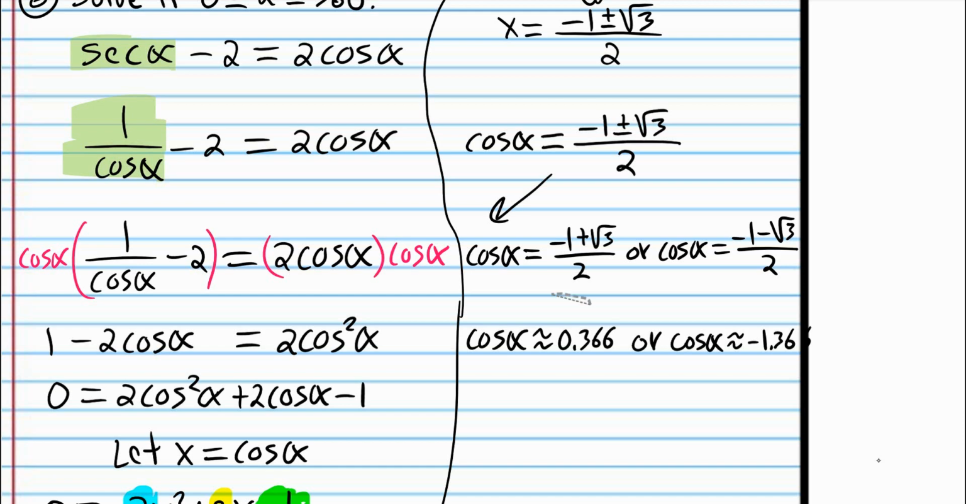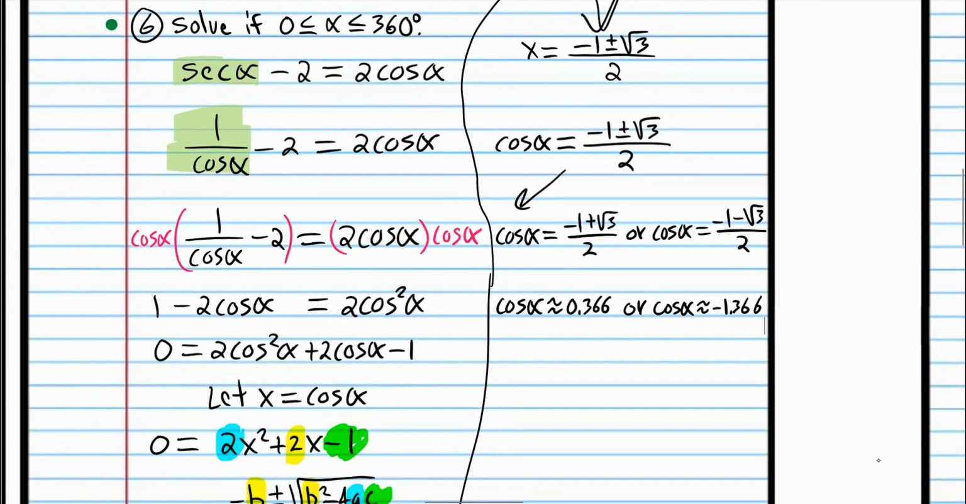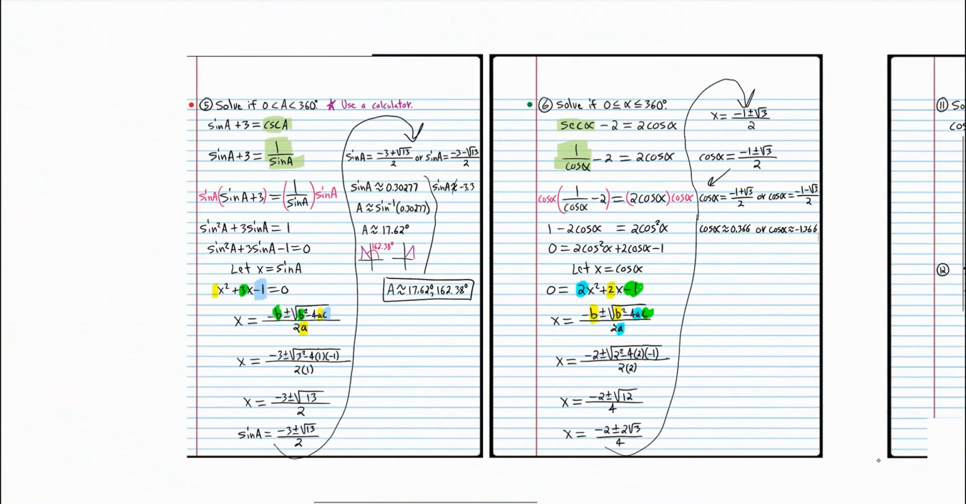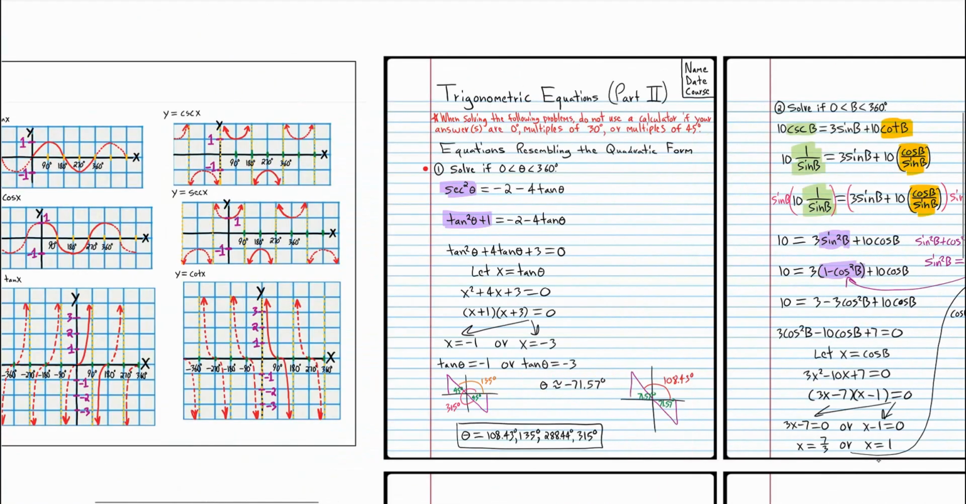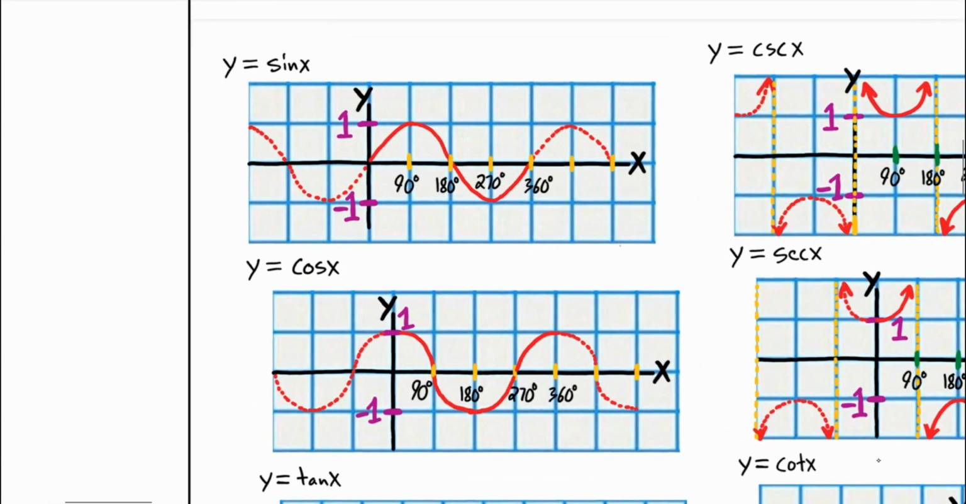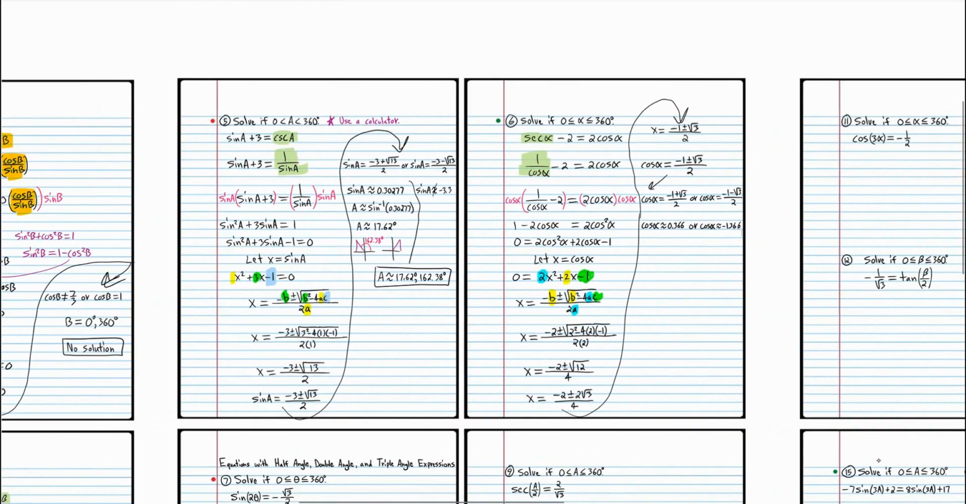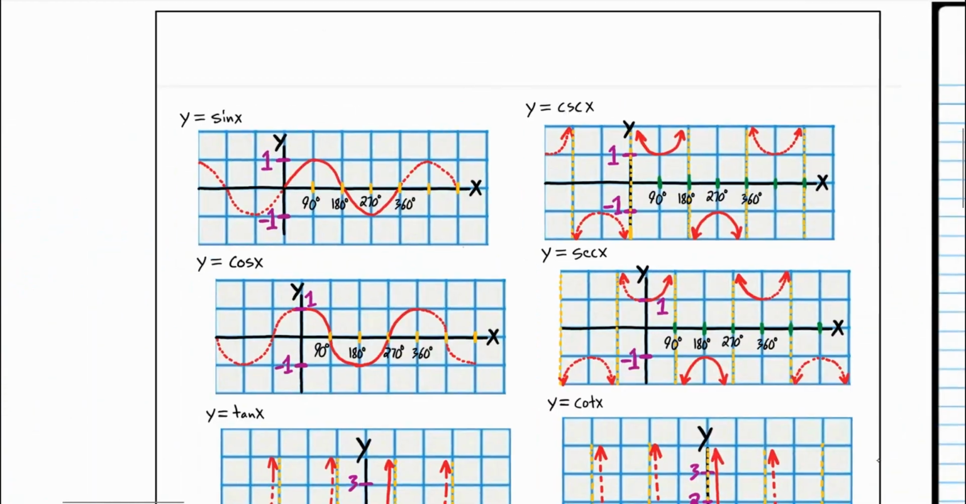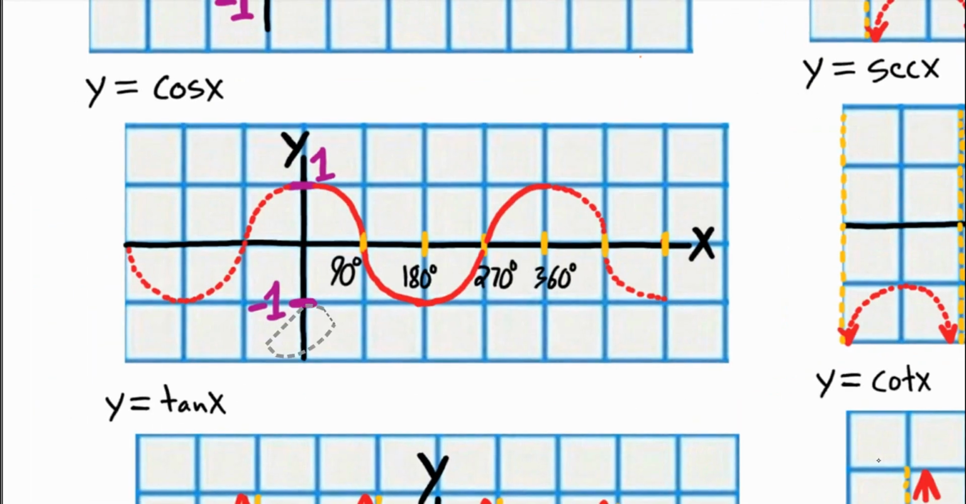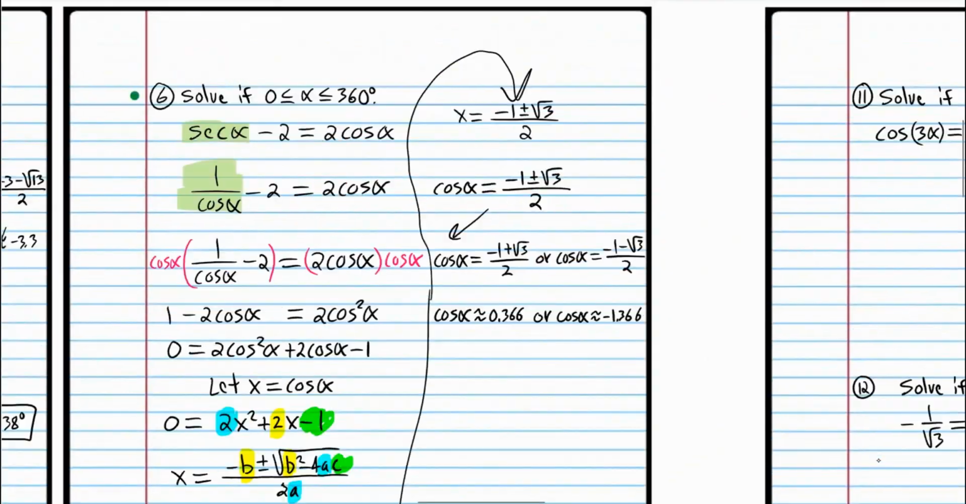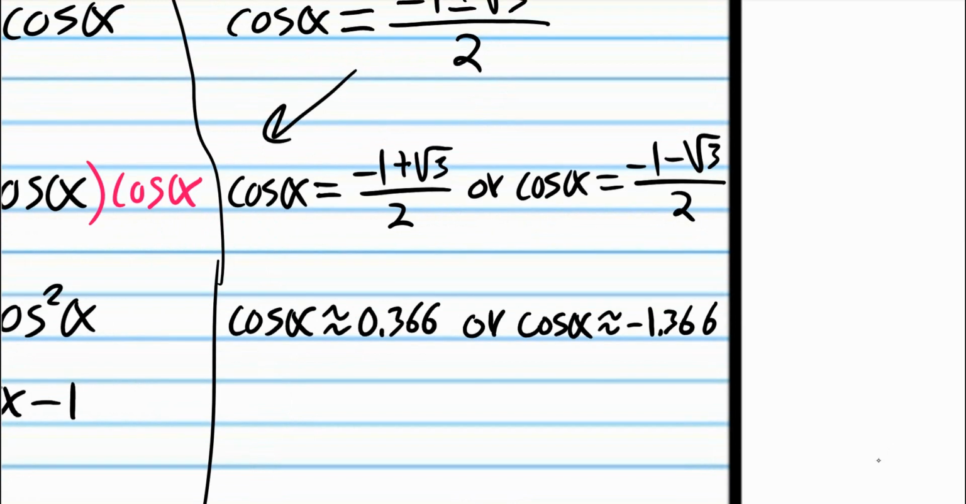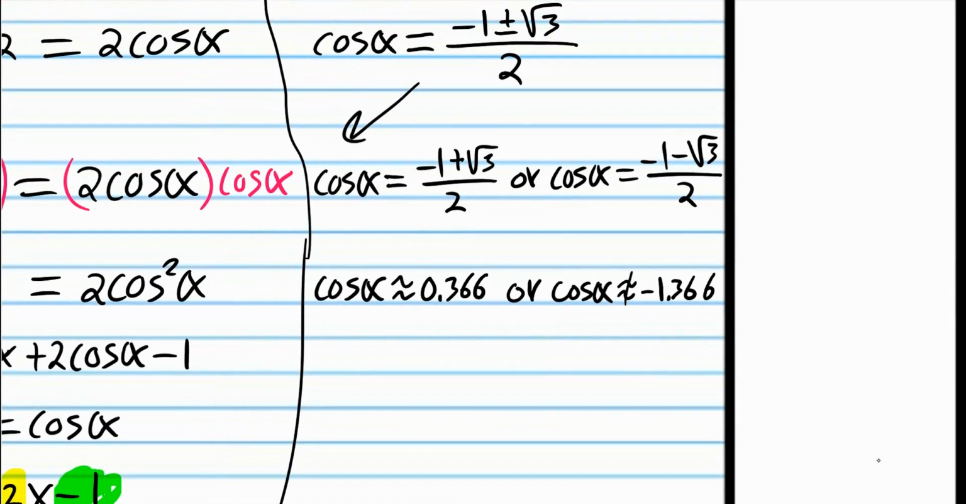But remember, cosine has to be between 1 and negative 1, or equal to 1 or negative 1. It cannot be smaller than negative 1 or bigger than positive 1. So cosine cannot be smaller than negative 1 down here. So that equation does not produce a solution. So we can say approximately not equal to negative 1.366.